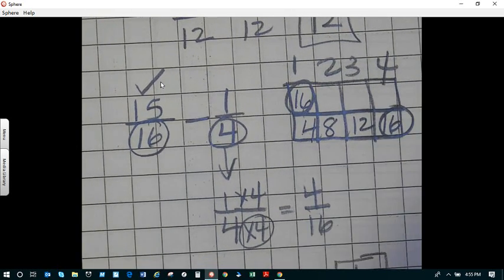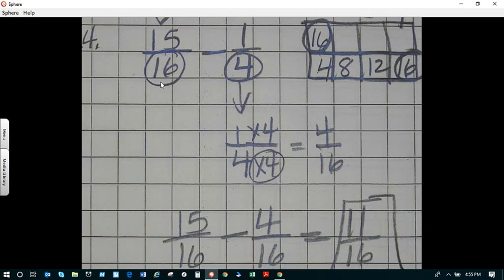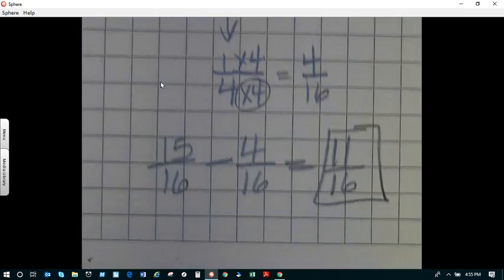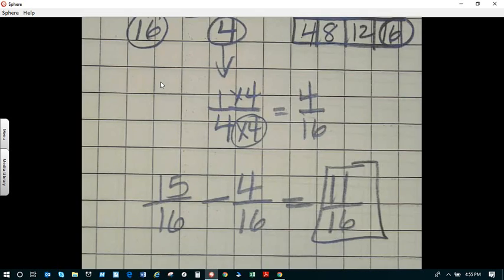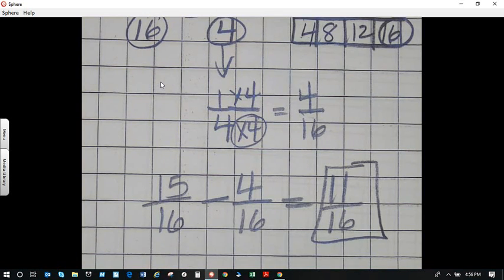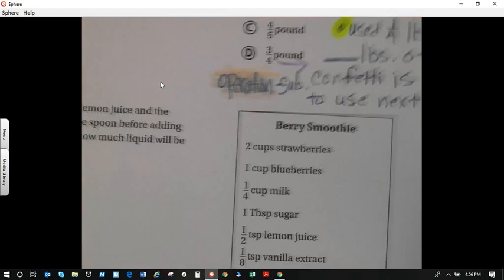And now I'm done. Oops, I'm so sorry about that. 11 is a prime number. It can only be multiplied 1 times itself. Therefore, I can't reduce this number anymore. We're done. Nothing can go into 11 that will also go into 16. So we're finished. And so my answer over here is A.